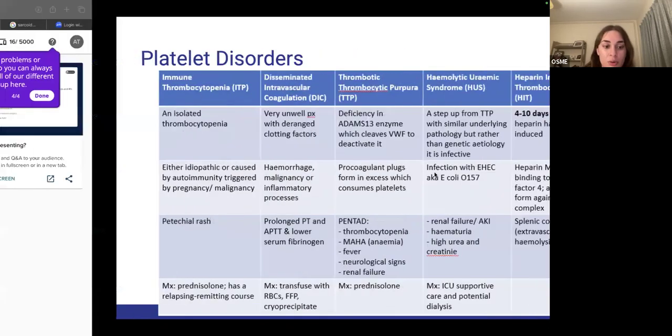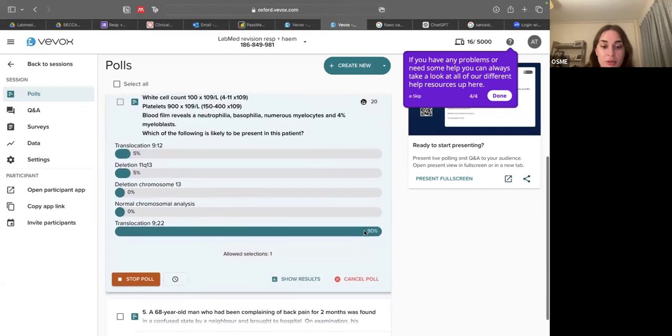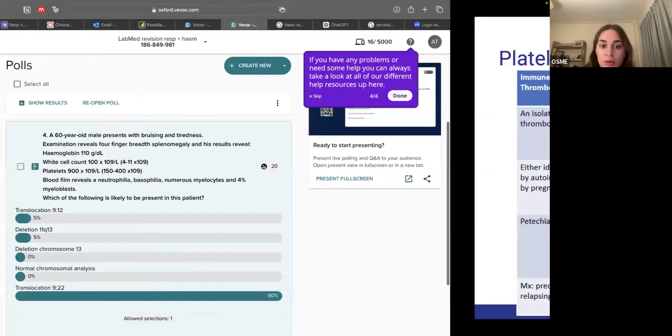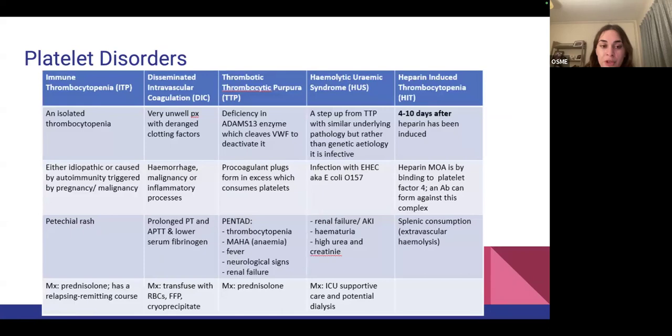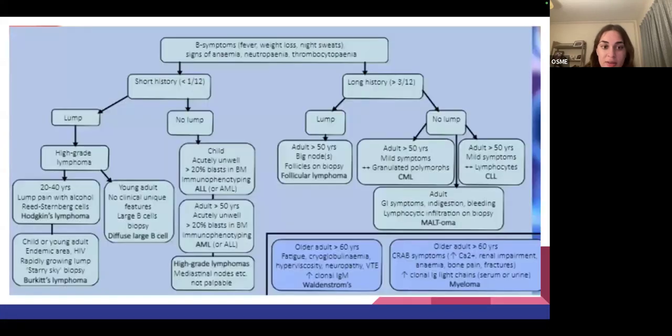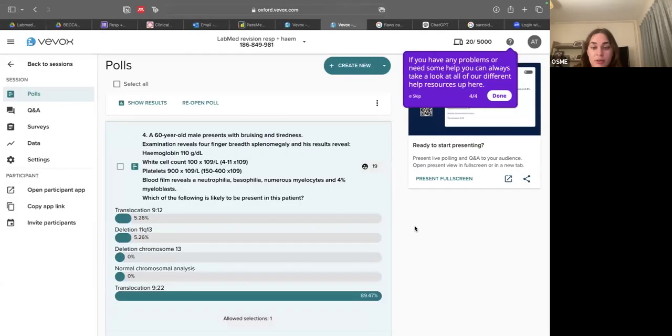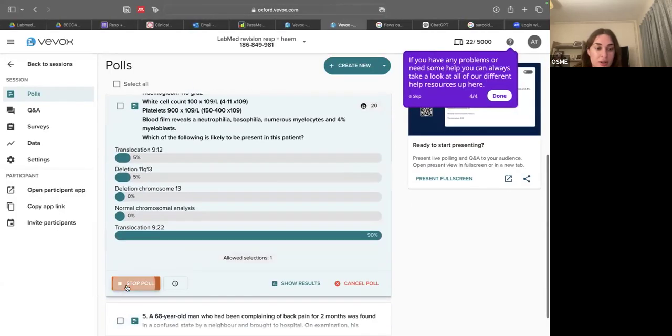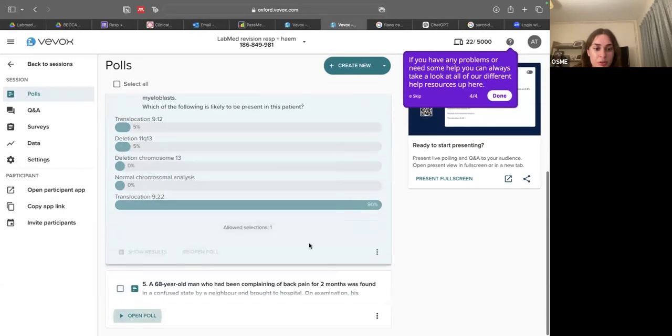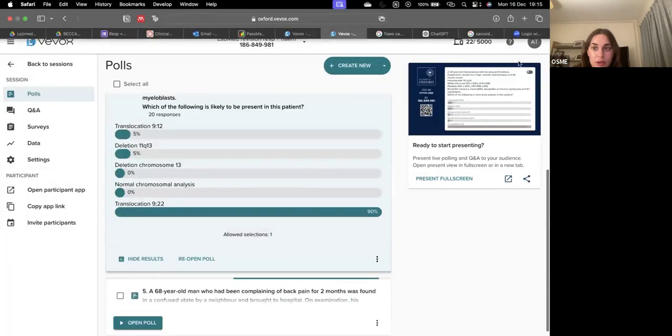So I think I've got one more question left to do on the Vevox. So if people hop back on, I can pop up the QR code to scan for that again. Okay. People in? Okay, I'm going to assume people are in. Great, thanks. I'm going to open the poll. Great.